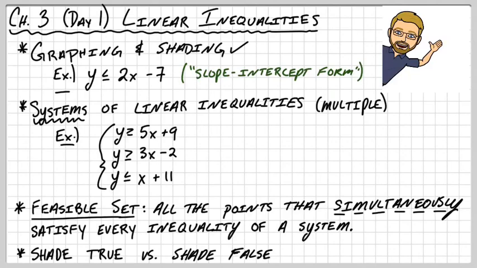All right, so to summarize the lesson here, we talked about graphing and shading inequalities, what a system of inequalities is, what the feasible or solution set for a system of inequalities is, and shading true versus shading false, and why Mr. Bishop prefers everyone to shade false.